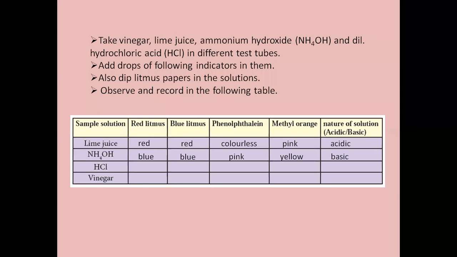You know HCl is hydrochloric acid. Did you try the next one? Next one also you did, HCl. We already know from above that lime juice is an acid, so whichever are acids, red litmus will turn red. Blue litmus will turn red. Phenolphthalein will be colorless. Very good. Methyl orange is pink and it is acidic in nature.